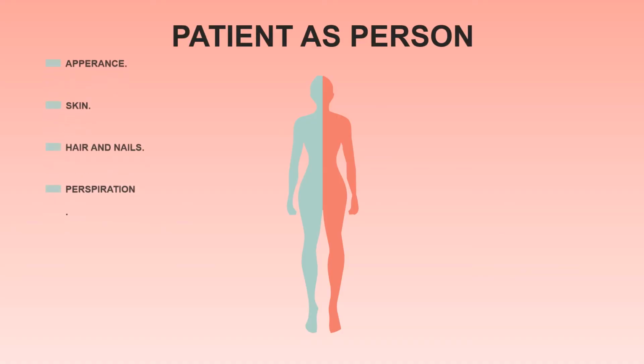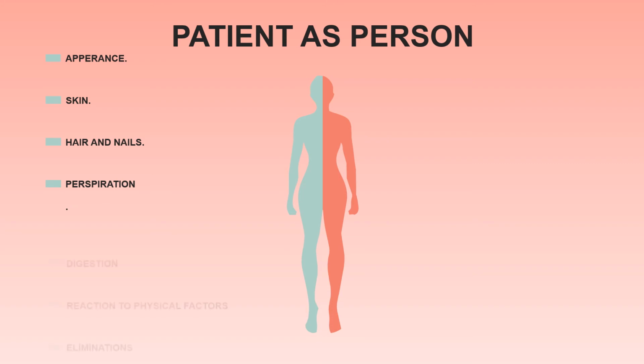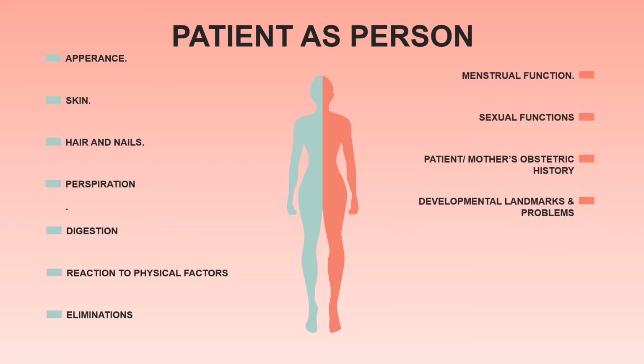Patient as person. In homeopathy, we believe in individualization, so we should consider the patient as a person by taking into account their appearance, skin, hair and nails, perspiration, digestion, reaction to physical factors such as heat, warmth, cold, and so on, elimination, menstrual function, sexual function, patient's or mother's obstetric history, developmental landmarks and problems, diet and daily routine, life space, sleep and dreams.